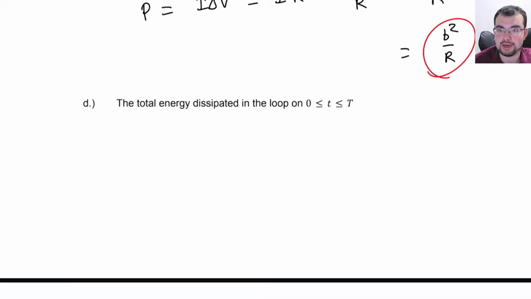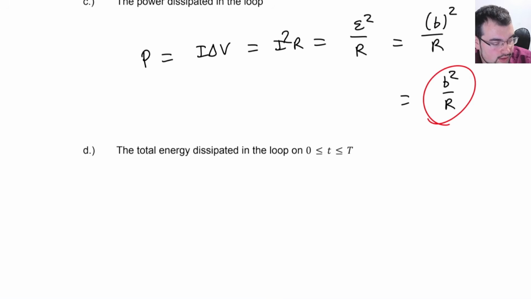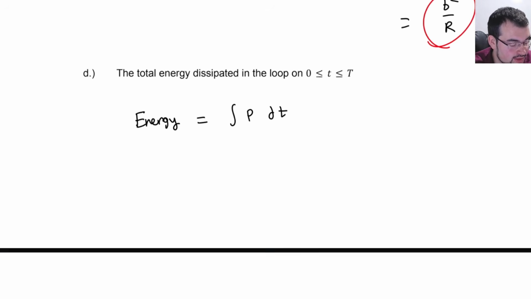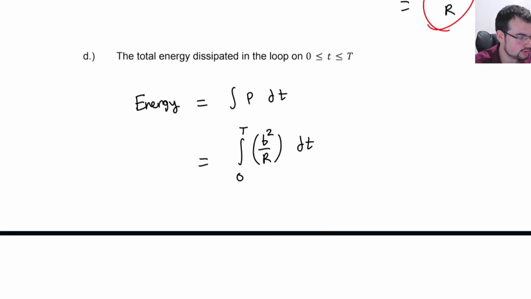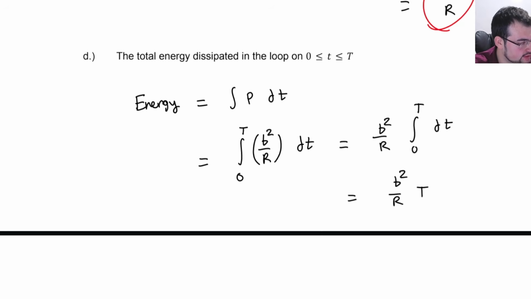What's the total energy dissipated? Energy is equal to all of the power dissipations times time. So the power was B squared over R times dt, and we go from 0 to capital T. None of this is actually changing. So we just get energy as power times time in this scenario.